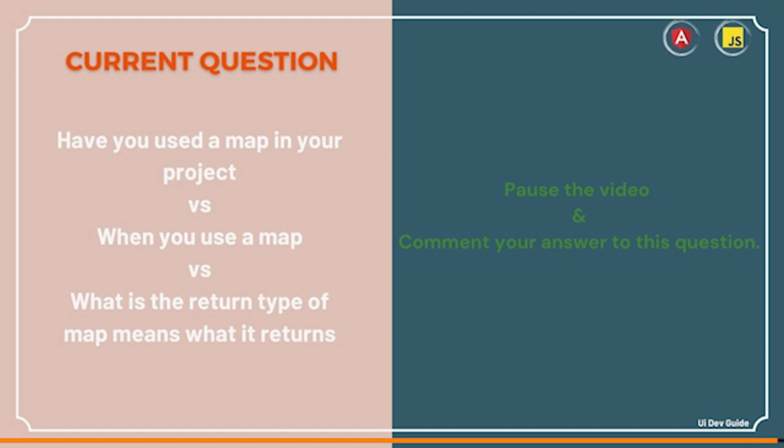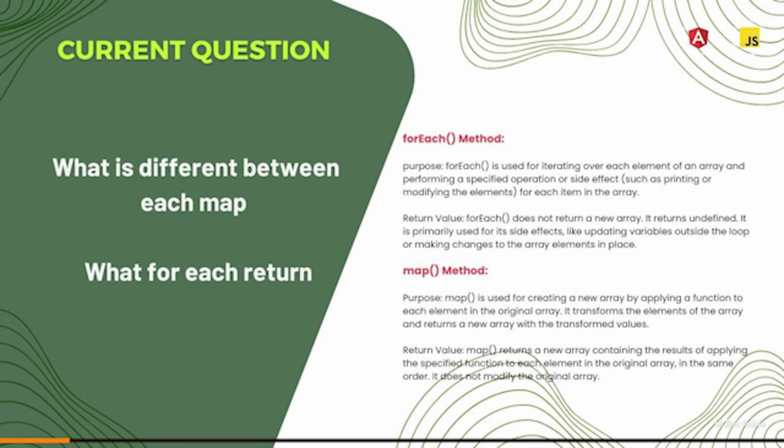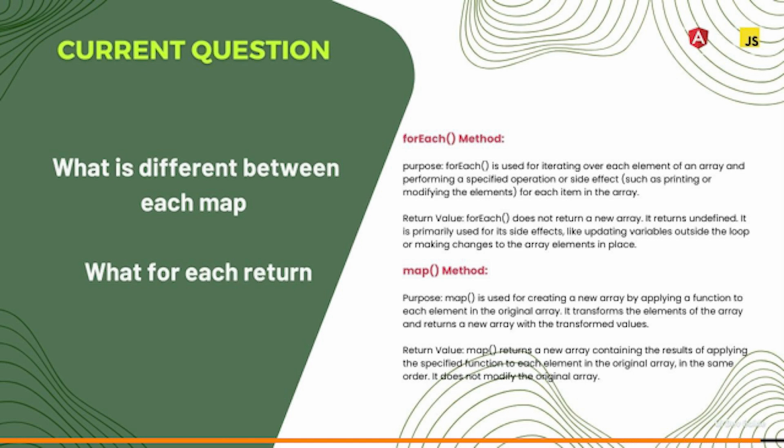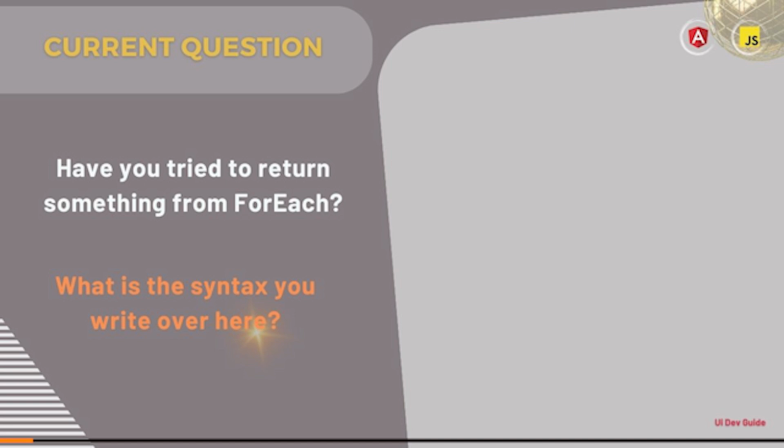Correct. Okay. So now what is the difference between forEach and map? What does forEach return? Both of them return the array, but one would return the original array. Have you tried to return something from forEach? forEach doesn't return anything. forEach returns undefined. Okay, no problem. So just note down all these questions, so you can relate them in your real interviews as well.